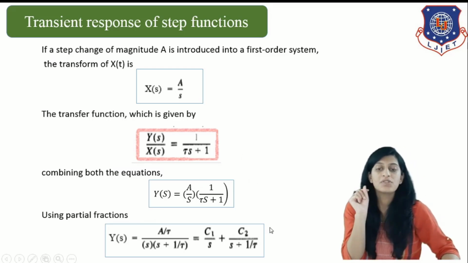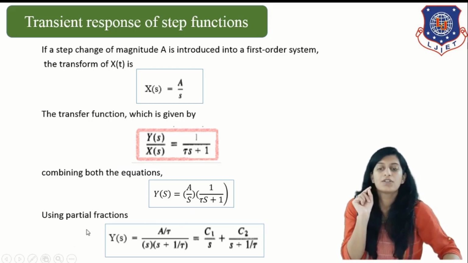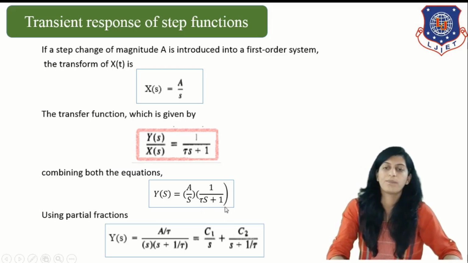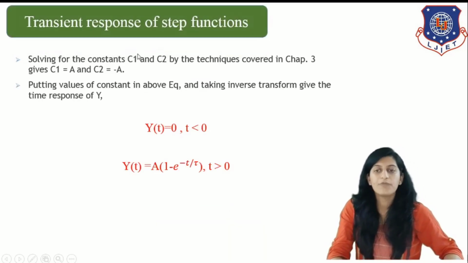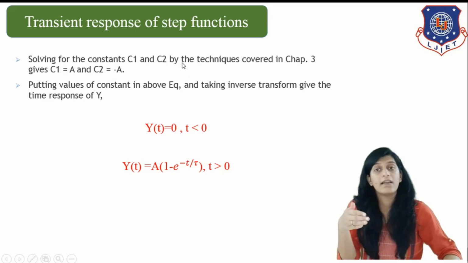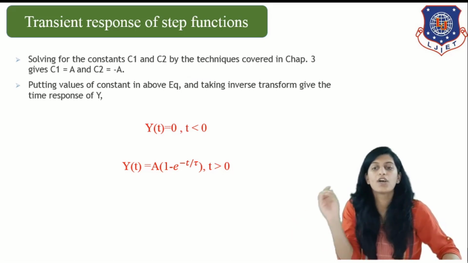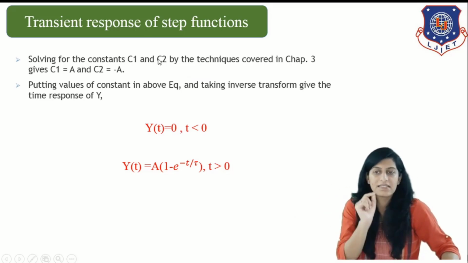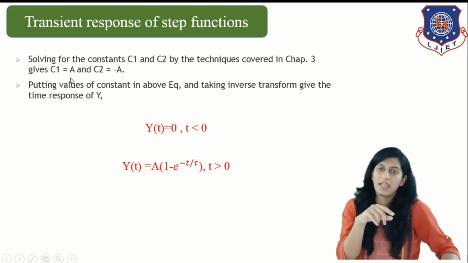Now, we can use the partial fraction method. Using the partial fraction method, we can write C1 by s plus C2 upon s plus 1 by tau, because we are simply taking tau in the division form. The next step will be determining the values of constants C1 and C2. This we have already learned in our previous chapters. Using that technique, we determine the constants: C1 is equal to A and C2 is equal to minus A.